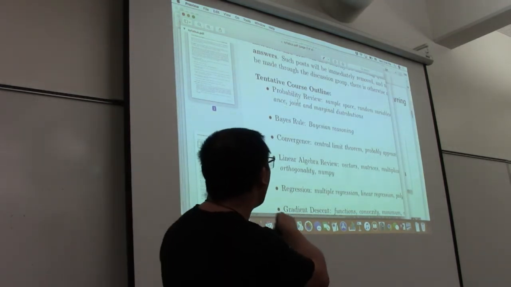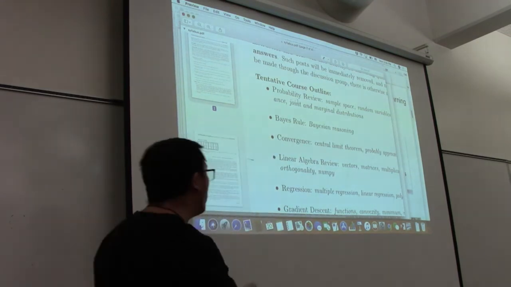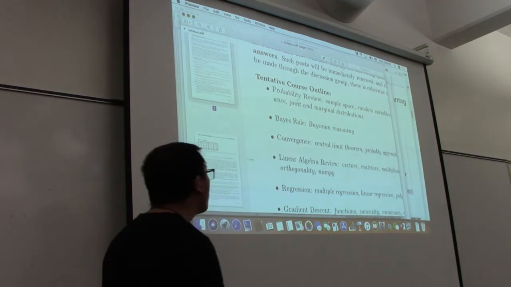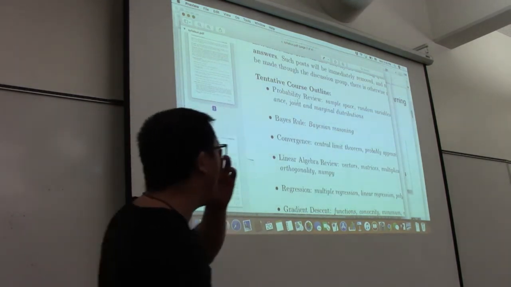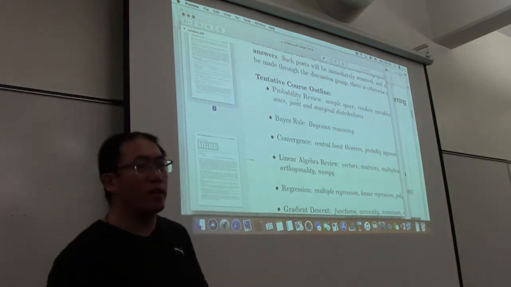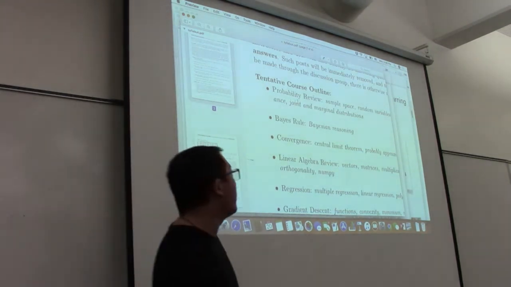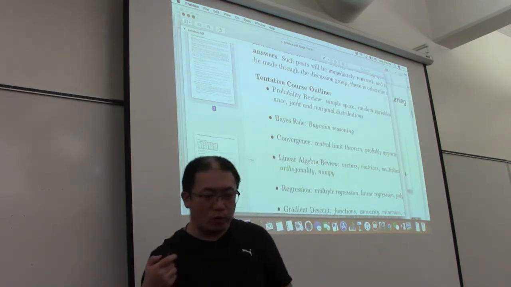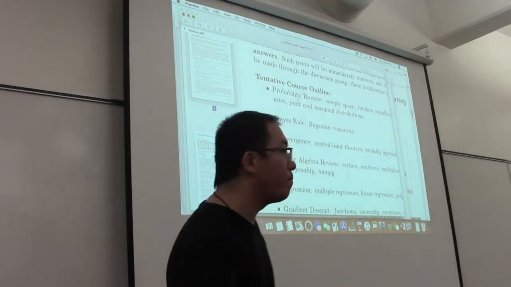The important thing is the first few words, so don't worry about the extra words. I will introduce it. So first we'll review the probability knowledge. What is a sample space? What are random variables? Why would we care so much about probability?